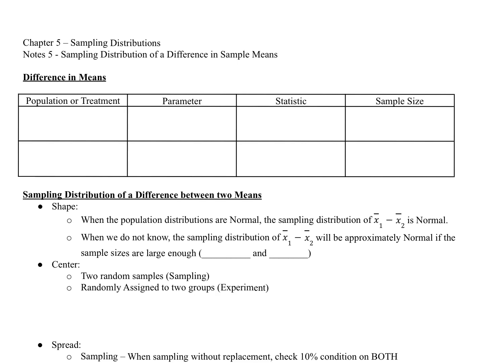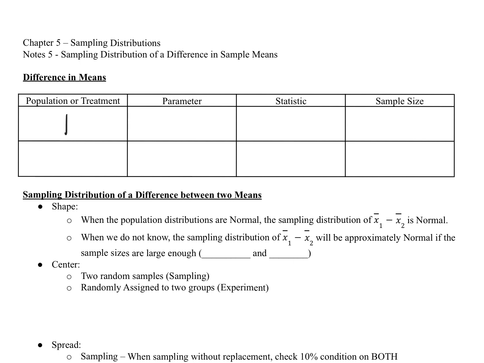In section 4, we talked about sampling distributions for sample means, and in section 5, we're going to discuss sampling distributions for a difference in sample means. So similar to when we were talking about proportions, we'll have two populations or treatments that we're looking at. We'll have two parameters, two statistics, and two sample sizes.